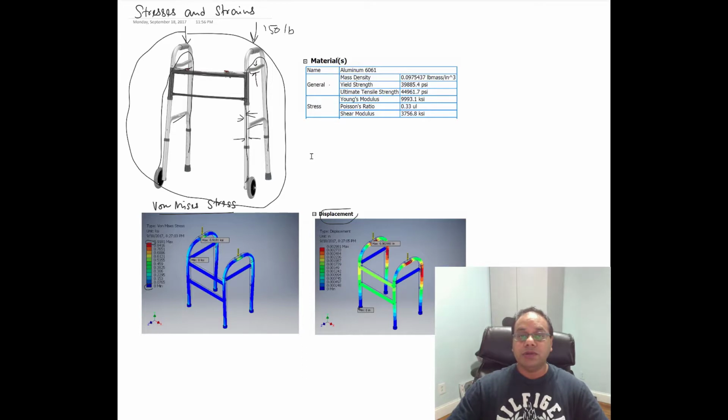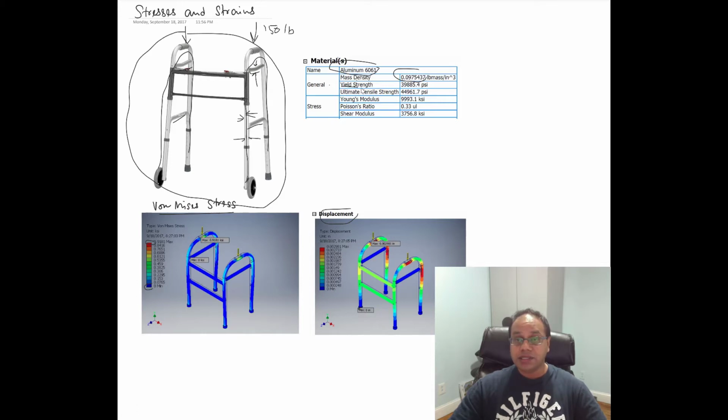So coming back to our walker design over here, you can see that in this case, we have done the analysis for a very high grade of aluminum called aluminum 6061. It has a lot of strength. The mass density is pretty high. So as a result, this particular walker could weigh as much as 40 pounds because we have picked a very strong material, and typically walkers are not made of this kind of material.